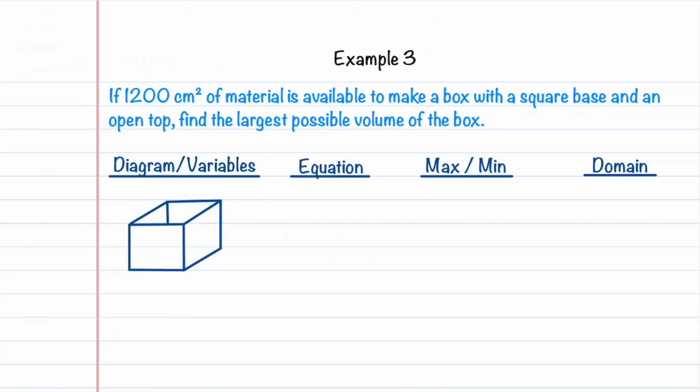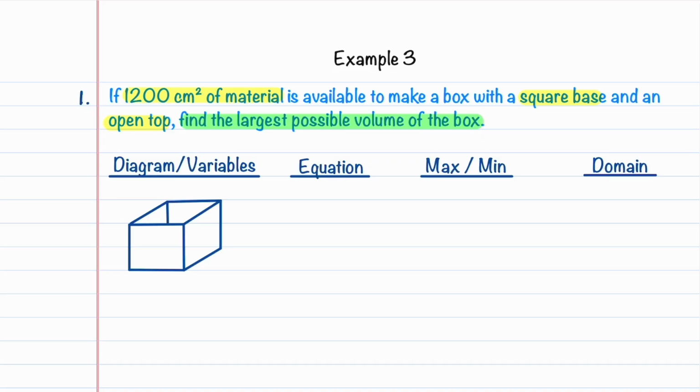In this optimization problem, we're finding the largest possible volume of a box with a square base and an open top. The first step in solving this problem is to read through the problem carefully and figure out what information we're given and what we're asked to find. We're told that if 1,200 centimeters squared of material is available to make a box with a square base and an open top, we want to find the largest possible volume of the box.